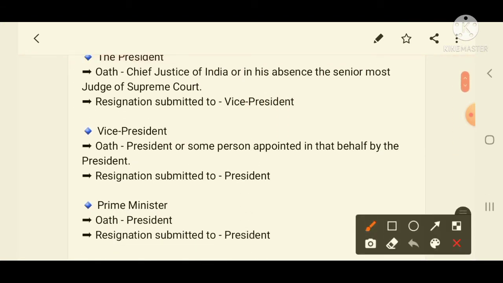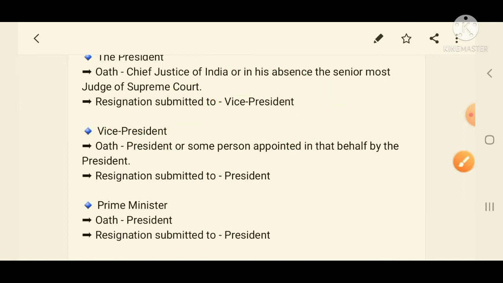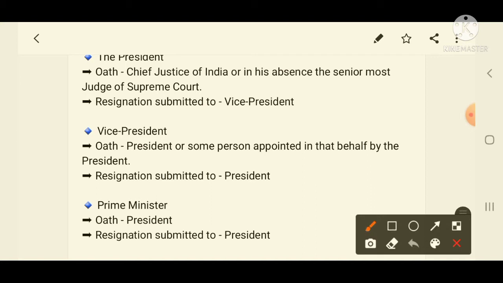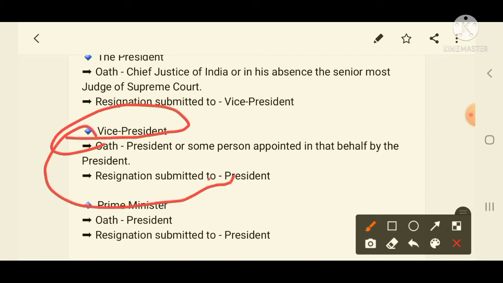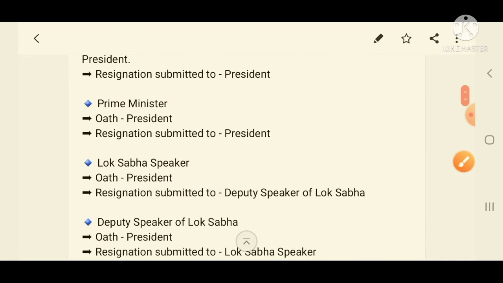The next post is Vice President. The Vice President is given oath in office by the President or some person appointed on behalf of the President. For example, let's say the President is absent during that period, then the President has to appoint one person who will give oath to the Vice President of our country. And for example, if the Vice President of India resigns from his office, then he has to submit his resignation to the President of India. I think all of you have got it about President and Vice President.